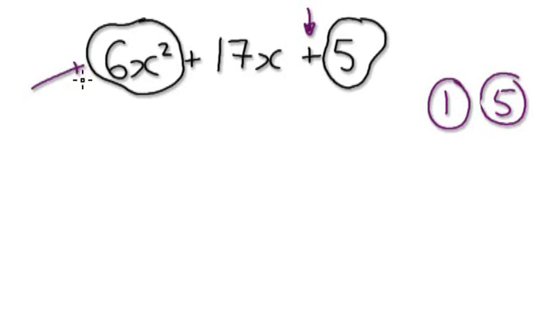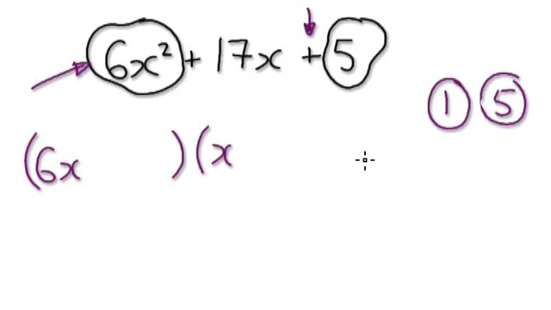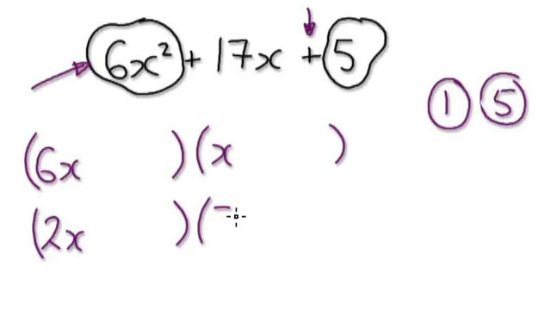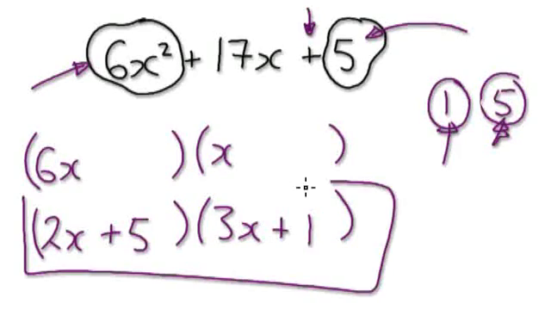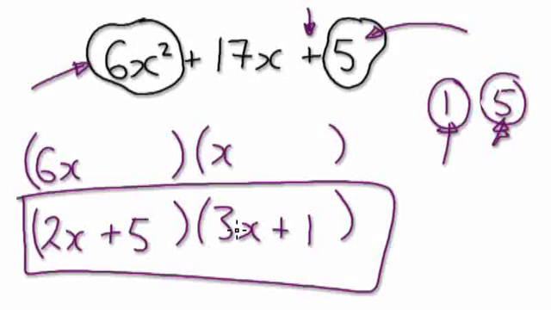Now your eye should zoom into here. How would you create 6x squared? Well, you could have 6x here and x here, or you could have 2x and 3x. But you know you've got to have a 1 and a 5. There's no other way of creating a 5 here. So as it turns out, this would be your answer here: plus 5 and then plus 1 here. If you don't believe me, multiply out the brackets.